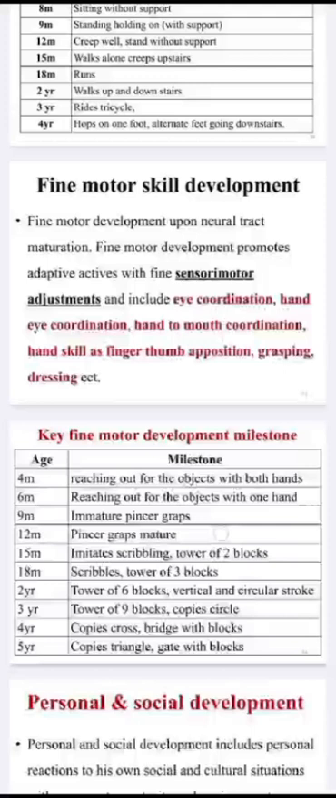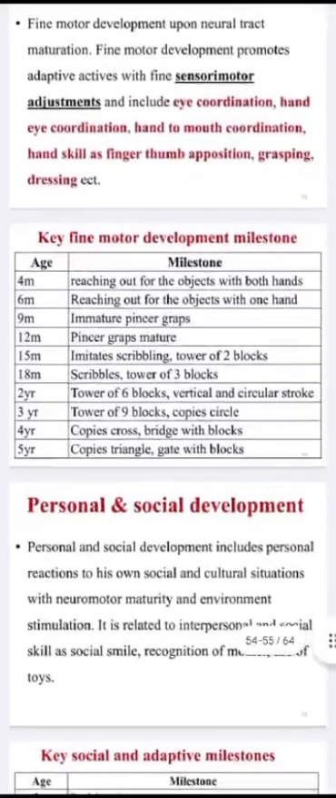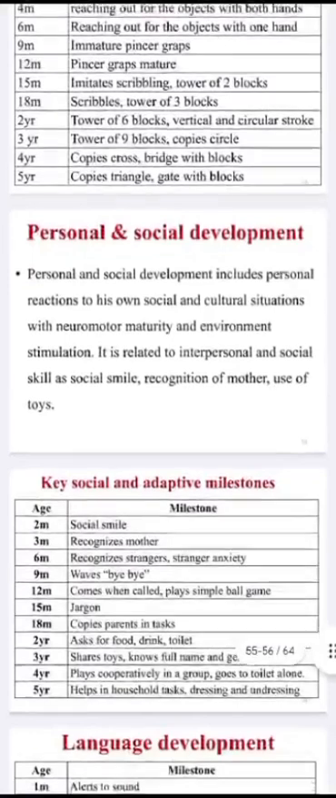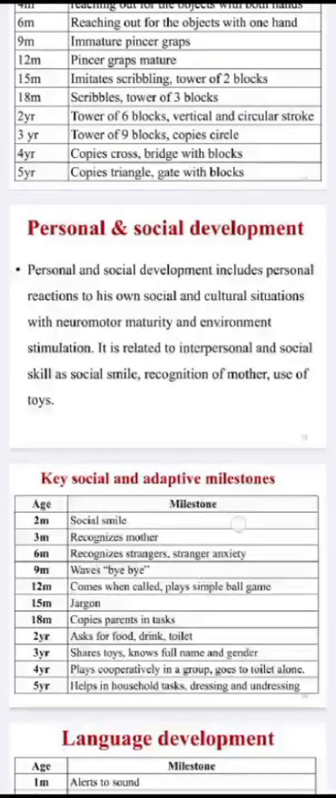Maturation is the fine motor development, which promotes adaptive activity of the sensorimotor system and includes eye coordination, hand-eye coordination skill, and finger-thumb opposition grasping. Key fine motor development: at 4 months reaching out for objects with both hands, 6 months reaching out for objects with one hand, and 9 months immature pencil grasp. See, these are certain motor development milestones.